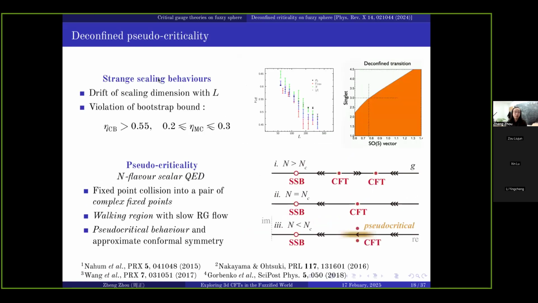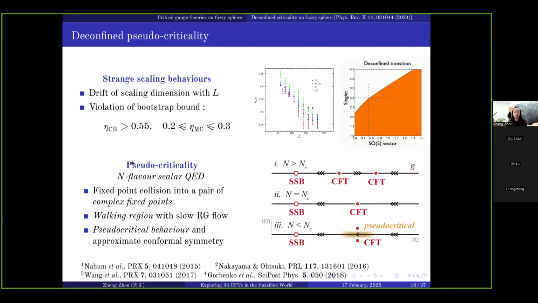Actually, people have found various strange things about deconfined criticality. For example, the strange scaling behavior. The scaling dimensions drift with the system size, and they violate the bound set by conformal bootstrap. An interesting proposal to reconcile these strange behaviors is the idea of pseudo-criticality.